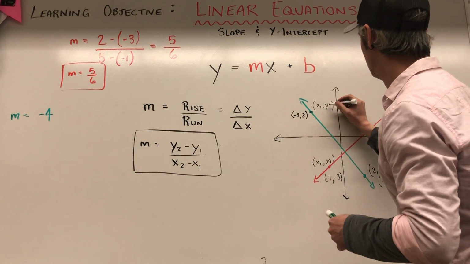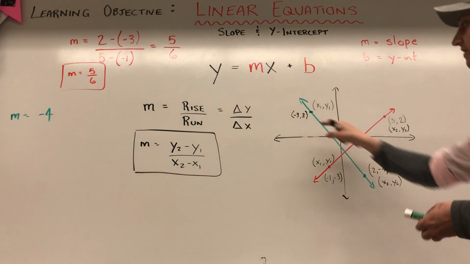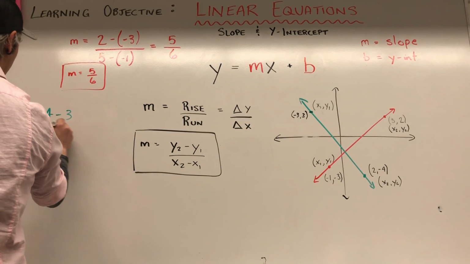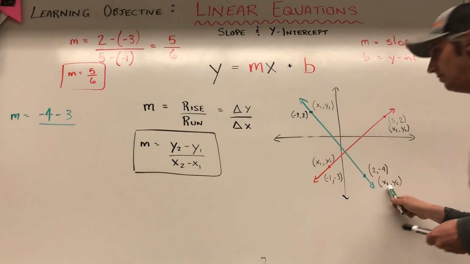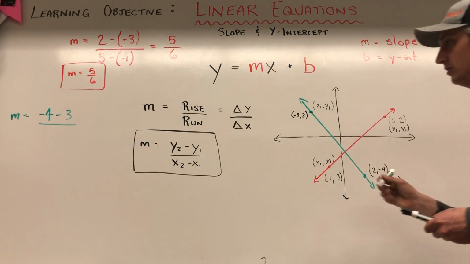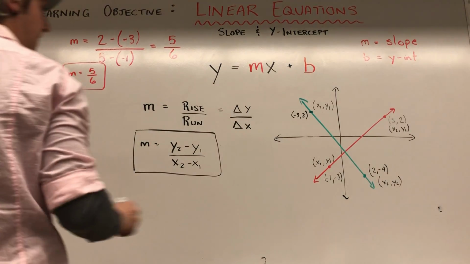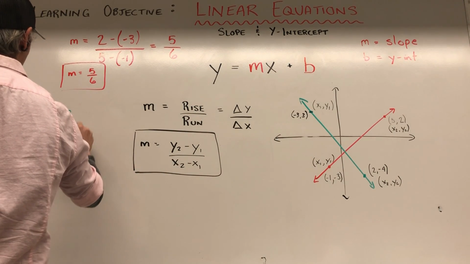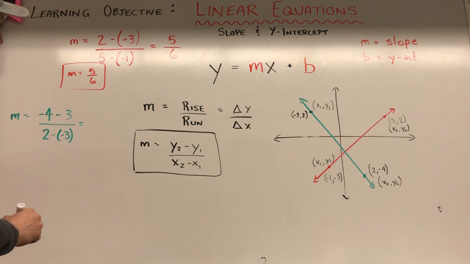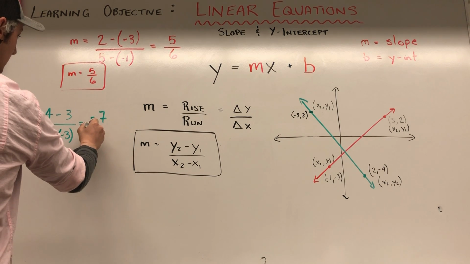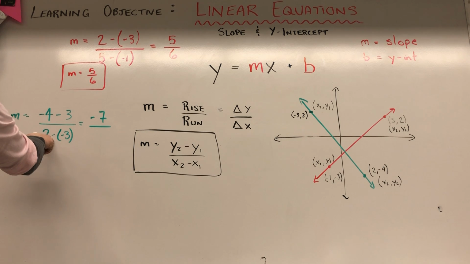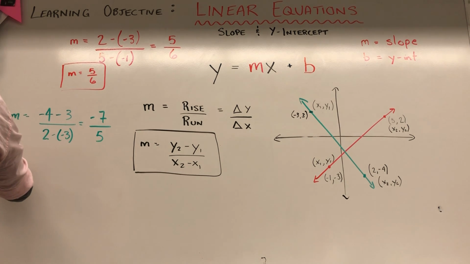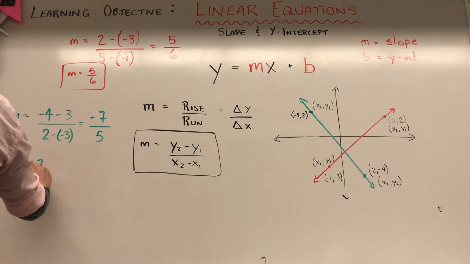My y1, which is my y-coordinate further to the left, is 3. So -4 minus 3, divided by now my x2, which is 2, minus my x1, which is -3. So minus -3. And so what is -4 minus 3? -7. Over, what is 2 minus -3? Well, 2 minus -3 is 2 plus 3, which is 5. So in this case, my slope is -7 over 5.